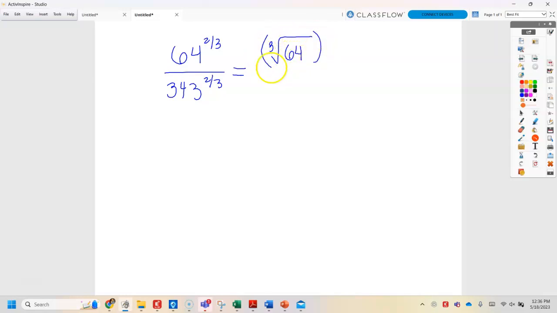We're looking at something like 16. You have 64 to the 2/3. So I don't even look at my denominator. And then I have 343 to the 2/3. So what I do is treat this like two separate problems. I say, all right, I'm going to look at the cube root of 64, and I'm going to look at the cube root of 343.